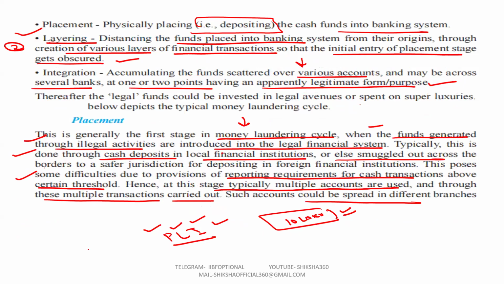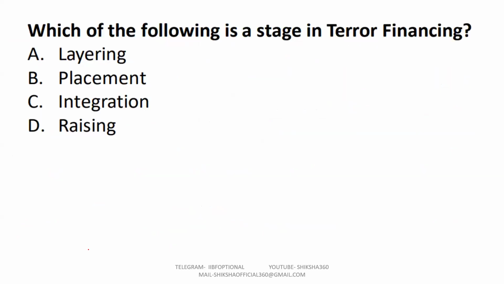Okay, so in this session, now we will discuss some questions. Which of the following is a stage in terror financing? Terror financing is where legitimate money is transferred. Layering, placement, integration, or raising? Option C is the correct answer. That is the integration here. Put the money, circulate it, and make it legal money.